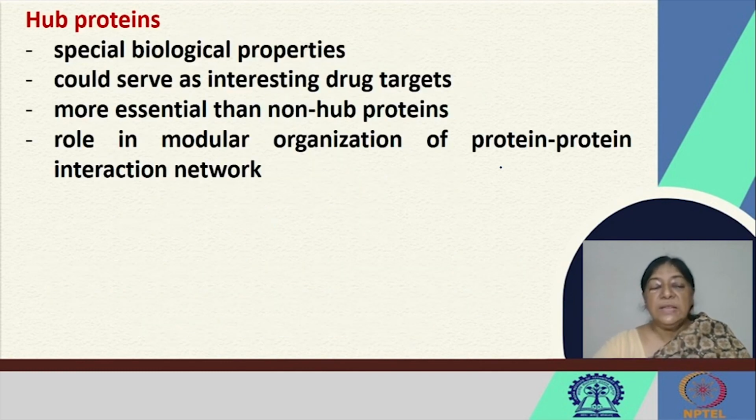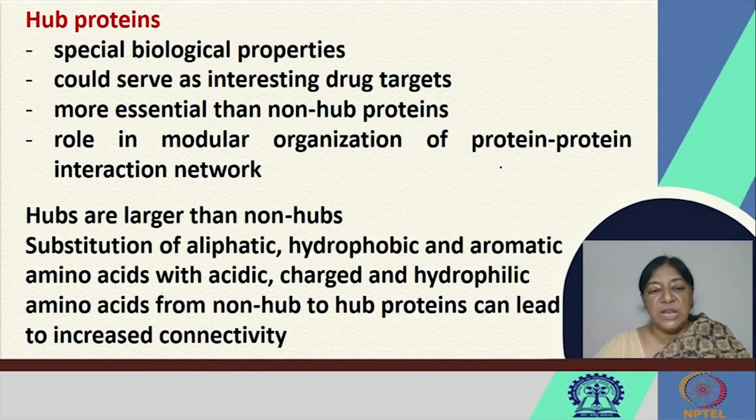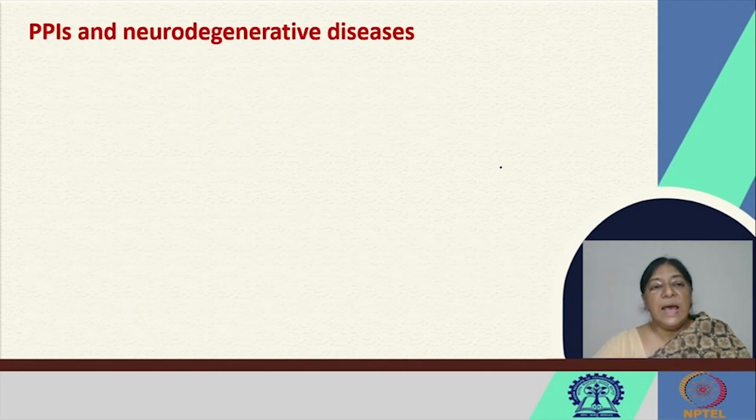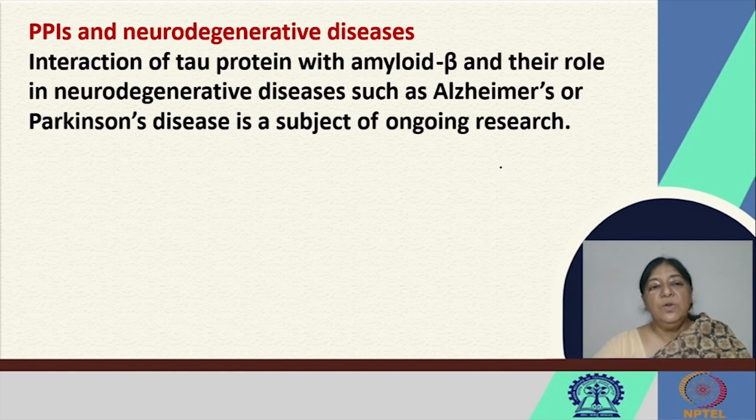So we can look at these hub proteins that have special biological properties, and they could serve as interesting drug targets because they seem to be more essential than the non-hub proteins, and they have a large role in the modular organization of the protein-protein interaction network. The hubs are larger than non-hubs, and the substitution can change the connectivity.